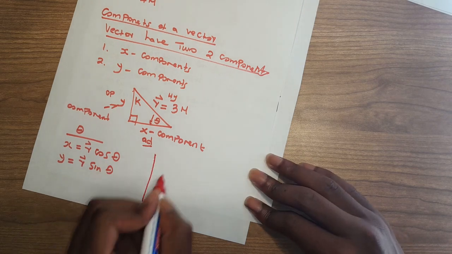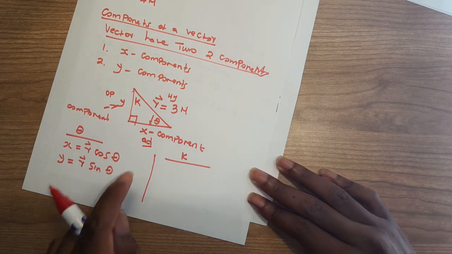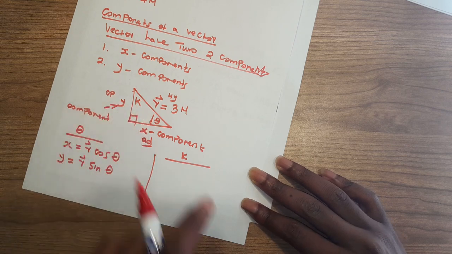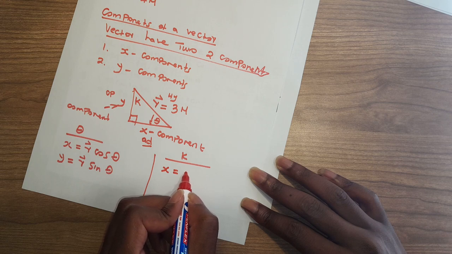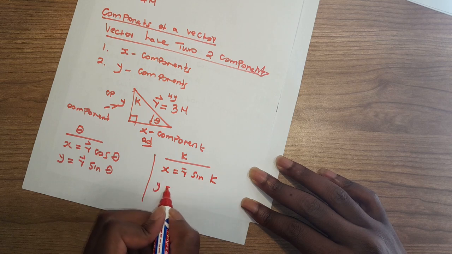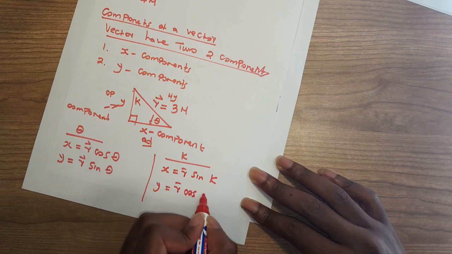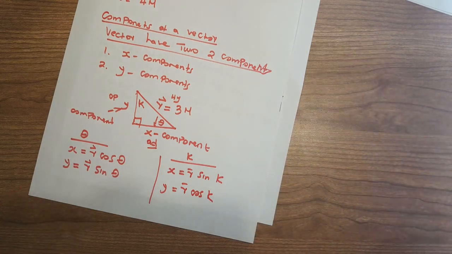But what about if you want to use the angle k? Okay, if the angle that you use is on the opposite side, how do you find the x component? So it is going to be r, the sine of k. For y, it's going to be r, the cos of k. So if you see, we have just swapped, right? So it really depends on which angle you're gonna use.